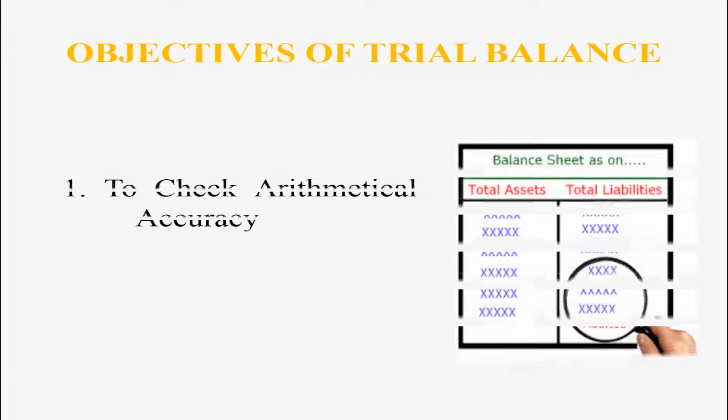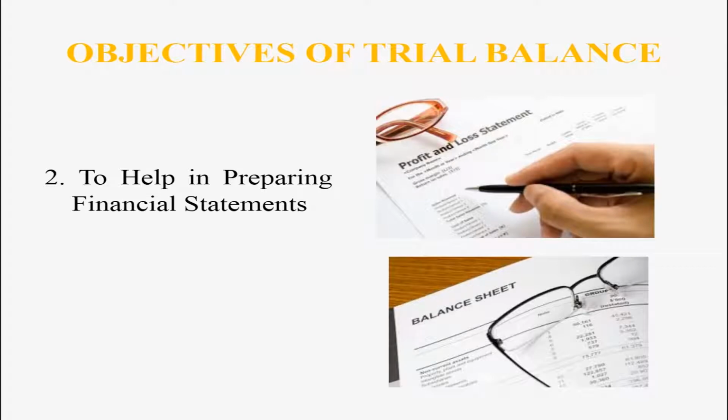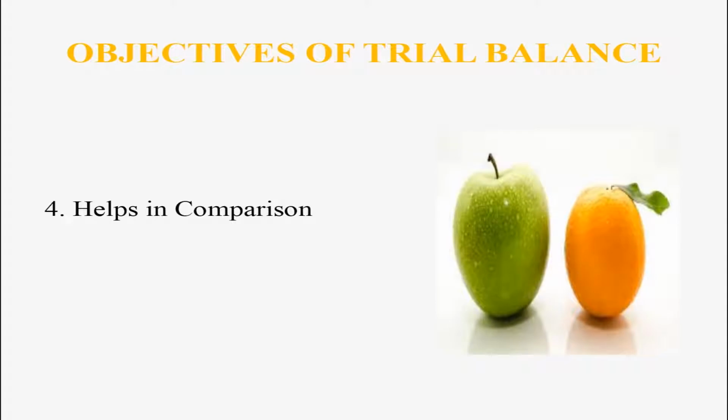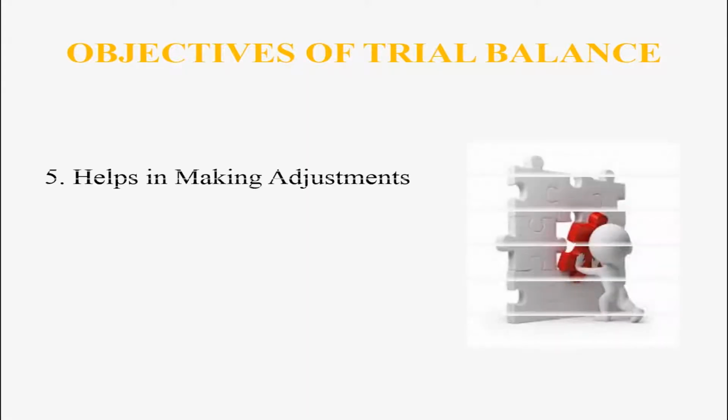Let's start with the objectives of trial balance. The first objective is to check arithmetical accuracy. Secondly, to help in preparing financial statements such as trading and profit and loss account and balance sheet. Third one is it helps in locating errors like totaling of accounts, posting of journal entries, and balancing of ledger accounts. It helps in comparison. Lastly, it helps in making adjustments.